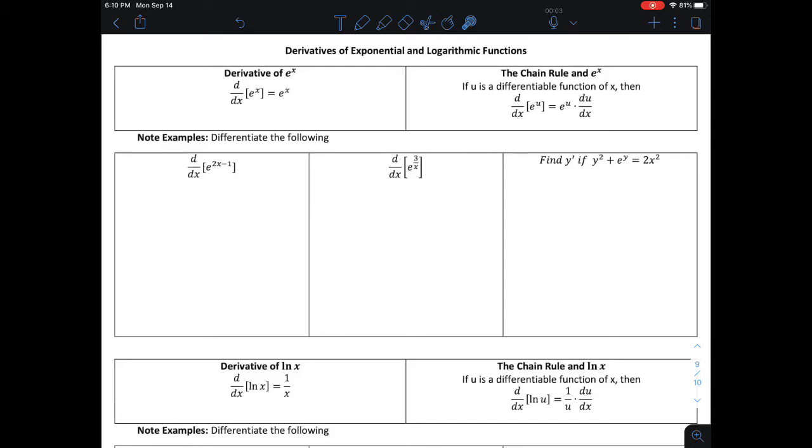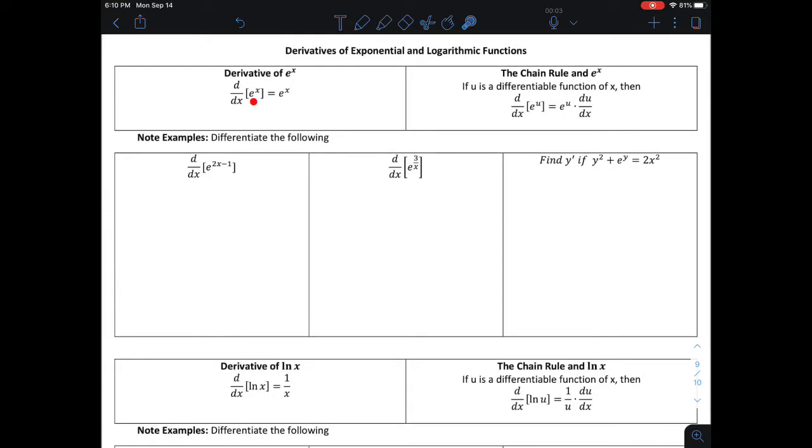In this video, we're going to look at taking the derivative of exponential and logarithmic functions. To skip out on the proofs of these derivatives, I'm going to just go ahead and give you the derivative formulas, and we're going to jump right in. We're going to apply them, mixing in our chain rule.